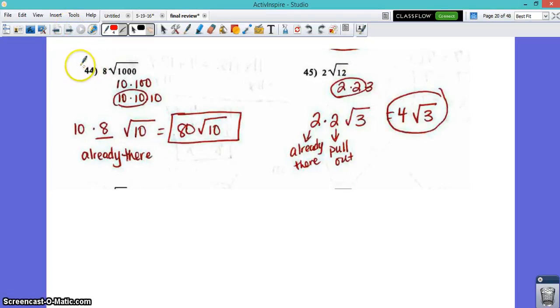Okay, 44 is a little bit different because there is already an 8 here. What that means is whatever you pull out, so here I pulled out a 10 because I have a pair of those. It would be just 10 root 10, but there is already an 8 out here. So I have to multiply what I pulled out, which is the 10, times whatever is out there, which will give you 80 root 10. Same thing here. I pulled out a pair of 2's. The 2 I pulled out and the 2 that was already there are multiplied together to give you 4, and then you have a root 3 left in the house.